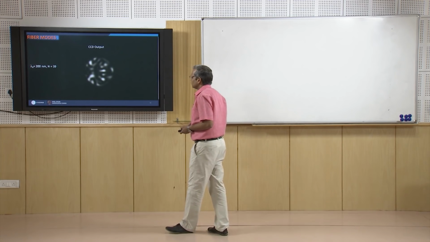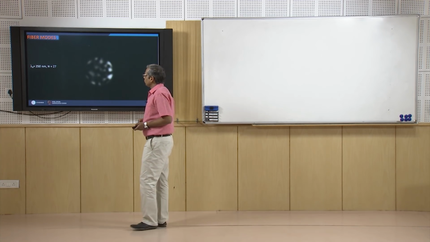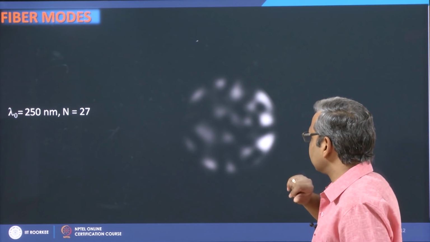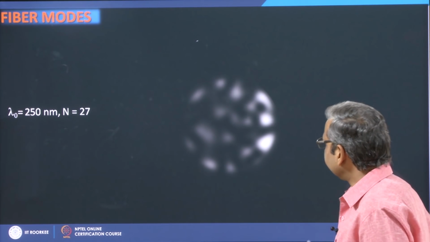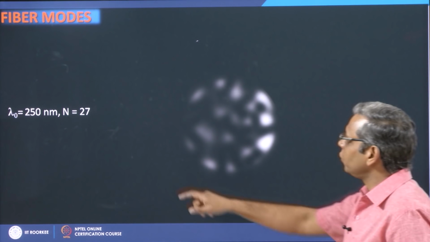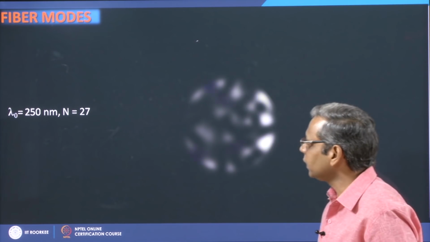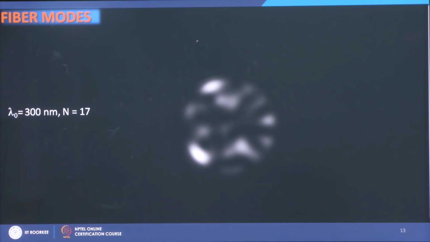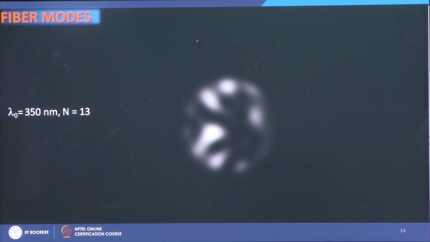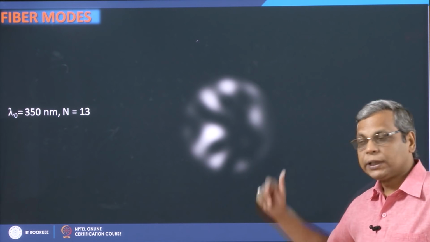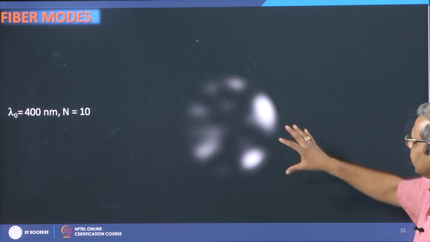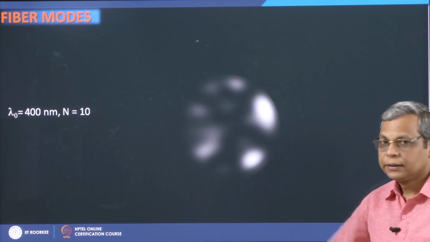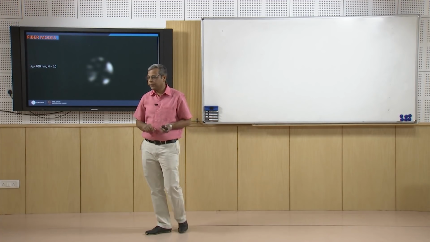When I change the wavelength from 200 to 250, this changes. The grain size of speckle here increases slightly. Number of modes, they are decreased. I further change it to 300 nanometer. The number of modes are now 17. I increase it to 350 nanometer. Number of modes are 13. 400 nanometer, number of modes are 10, and now you can see the grain size in the speckle pattern.